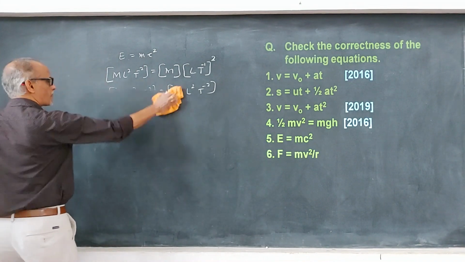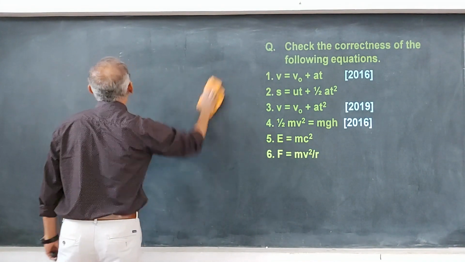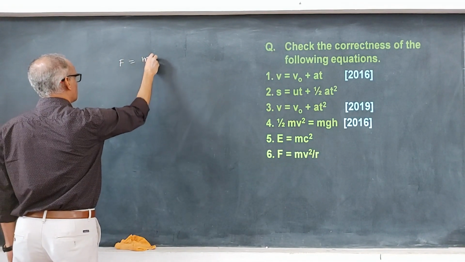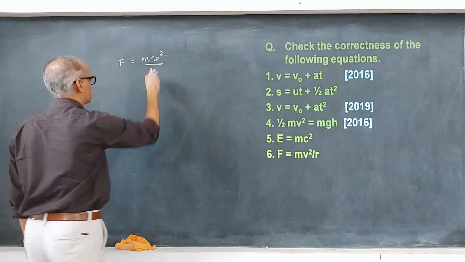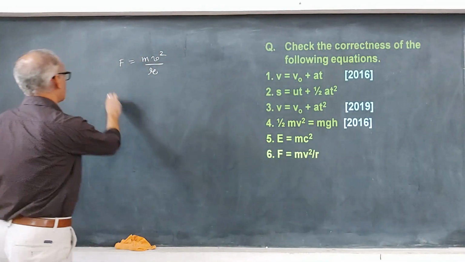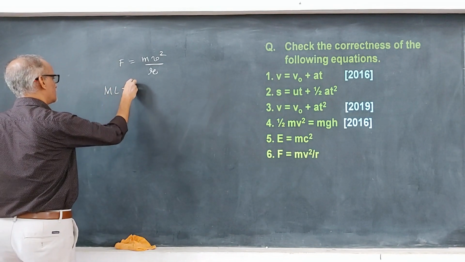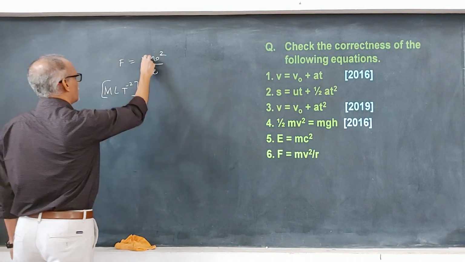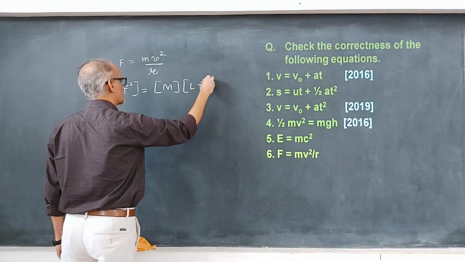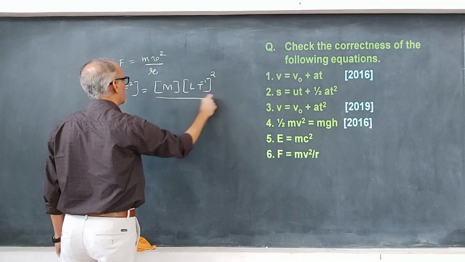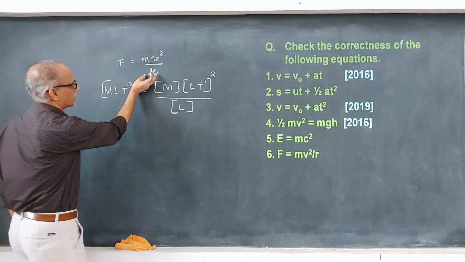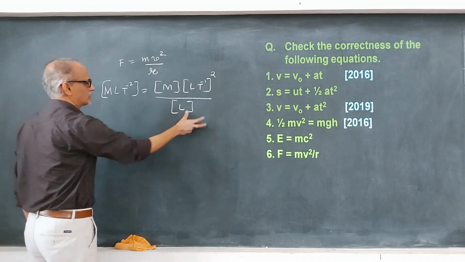So, one more equation. F is equal to mv square by r. Okay. Where F is force. So, force dimensional formula is MLT minus 2. M is mass. Velocity is LT minus 1, square of it, by radius. Radius is a measure of length. So, that is L. Since it is the denominator, I am writing it. Okay. According to the equation, write the dimensional formula.